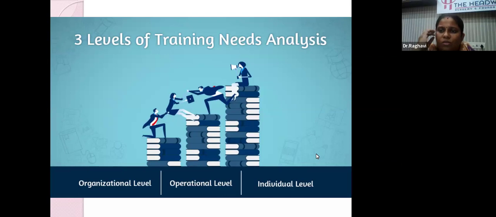Okay, done. So these 3 levels, basically training need analysis will be done through 3 different levels. One is about what the organization wants to give. Say, for example, your organization wants to go for ISO certification. So you all conduct this ISO audit training. We all do that. Yes or no?